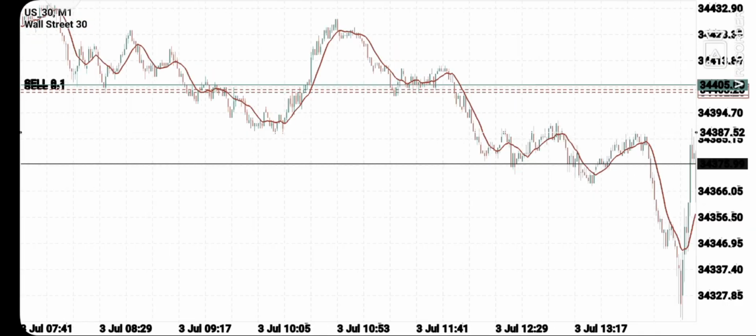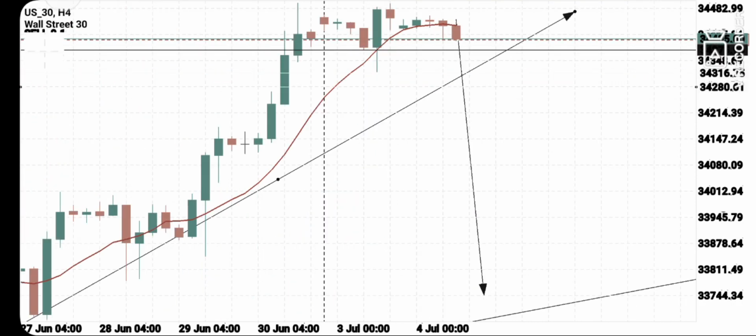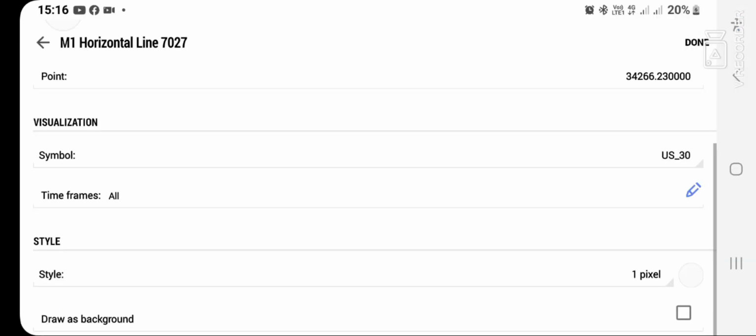I'll put this one as black. See? Put this one as black, and then maybe this one is going to be our first take profit. Maybe this one is going to be our second take profit.